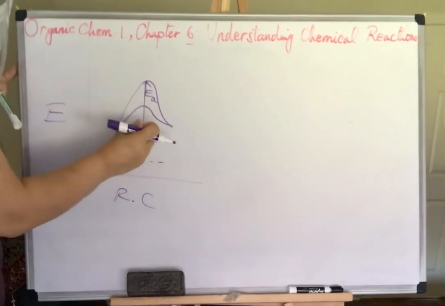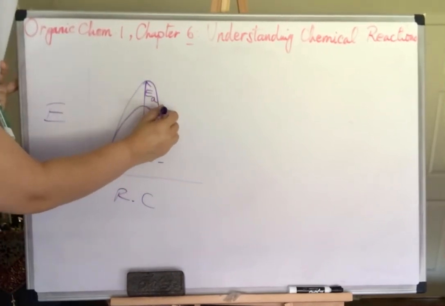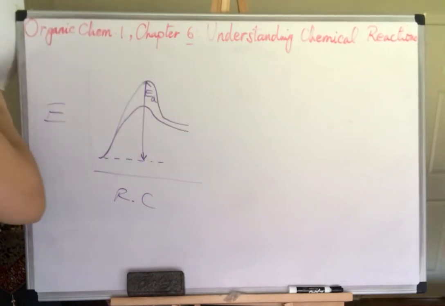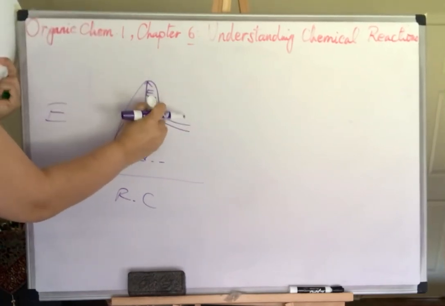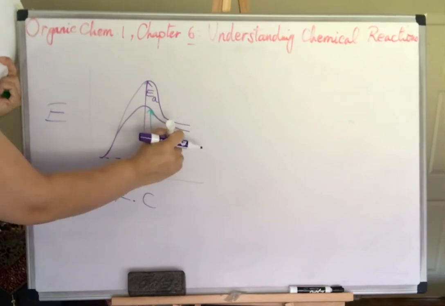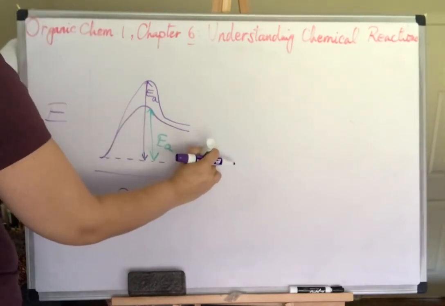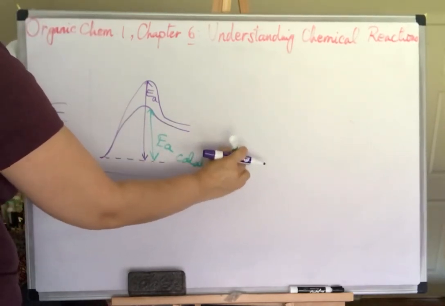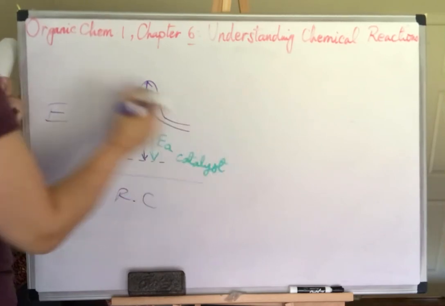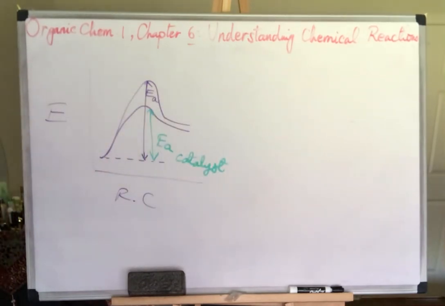So this is the second activation energy with the catalyst. I call it EAC, with the catalyst. We have those catalysts in our body, which are called enzymes, because some of our reactions inside our body happen very, very slowly, so we need some catalysts for them to happen.